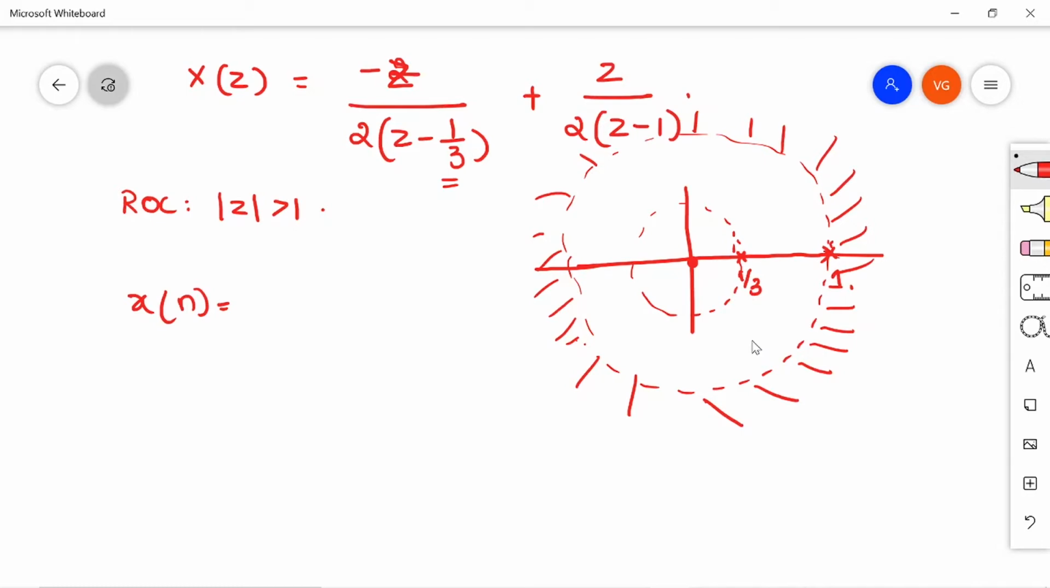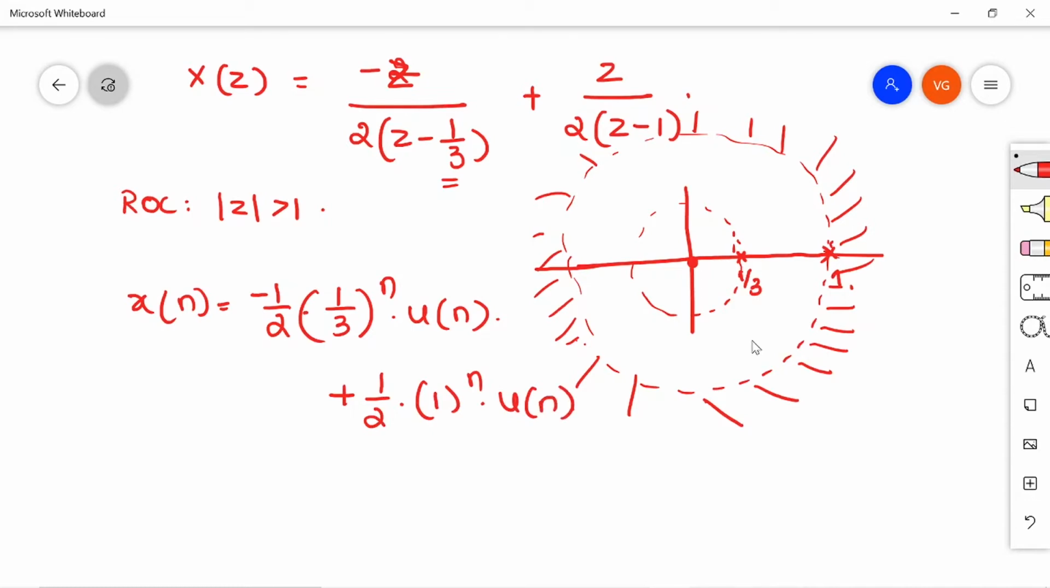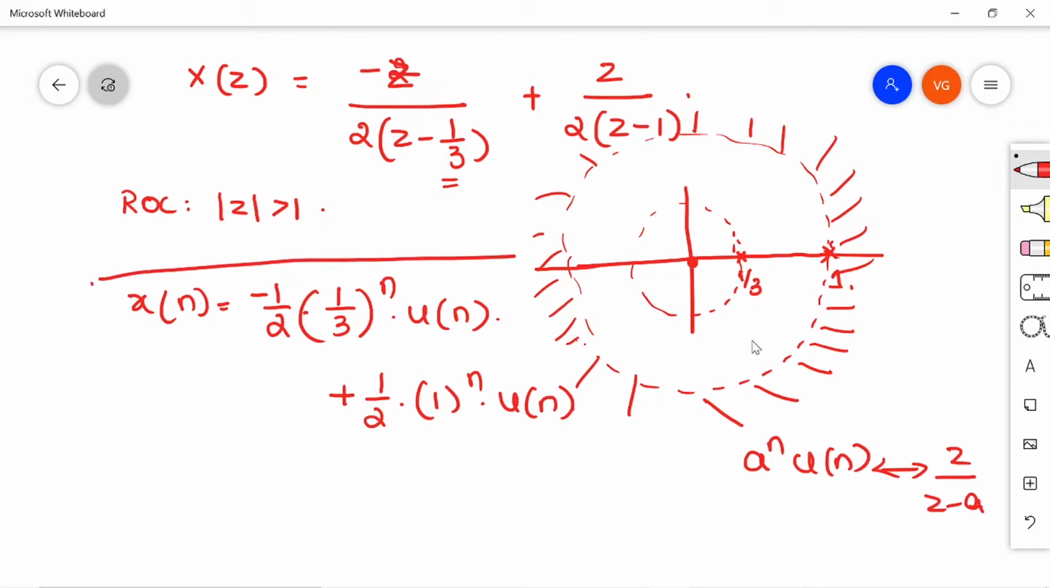So a power n u of n is nothing but z by z minus a. If you compare this, minus 1 by 2 I have. The remaining is z by z minus 1 by 3, that is nothing but 1 by 3 whole power n u of n. Similarly, the second term is 1 by 2 into 1 whole power n u of n. I am just comparing with the standard form a power n u of n, for that it is z by z minus a. So from here I got my x of n like this for mod z greater than 1.